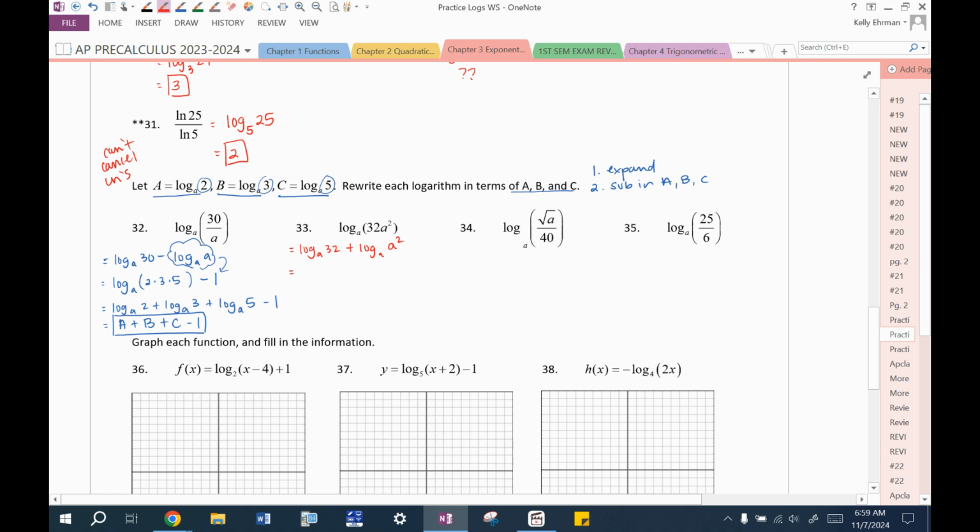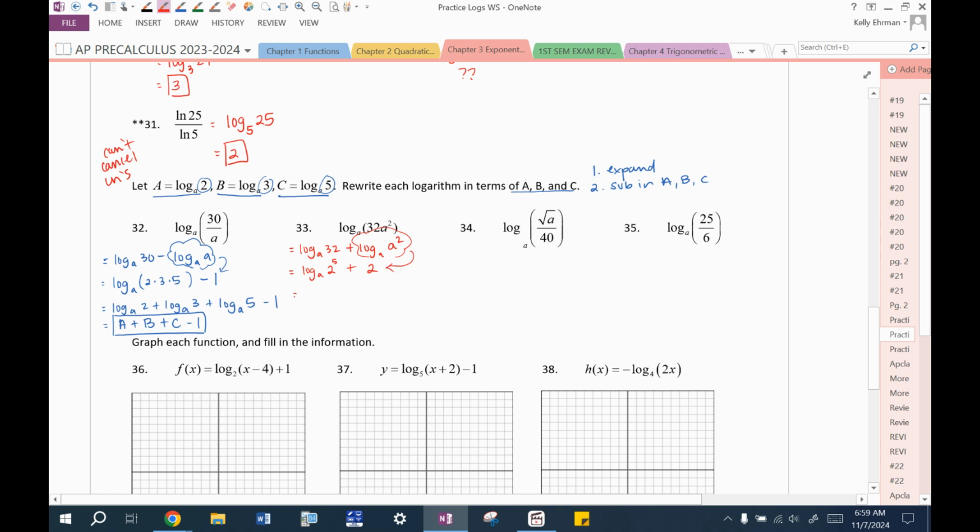32 needs to get broken into 2s, 3s, and 5s. So 32 is 2 to the 5th, right? So this is log base A of 2 to the 5th plus, what's log base A of A squared? 2. Now this is not just 5 because it's base A and this is base 2. So again, I simplified this one to get 2.